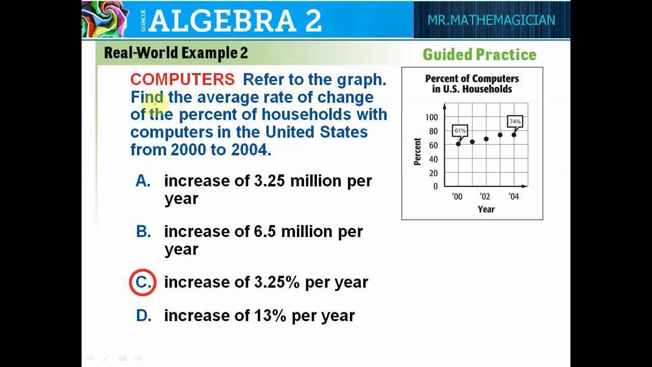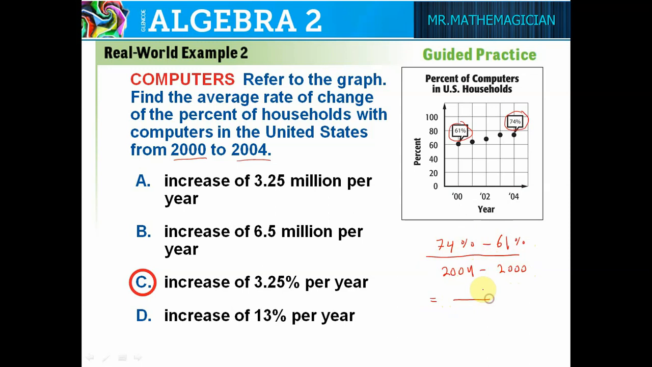Refer to the graph, find the average rate of change of the percent of households with computers in the United States from 2000 to 2004. So in 2000 we have 61%, in 2004 we have 74%. So we are going to say change of y over change of x means 74% minus 61% over 2004 minus 2000.